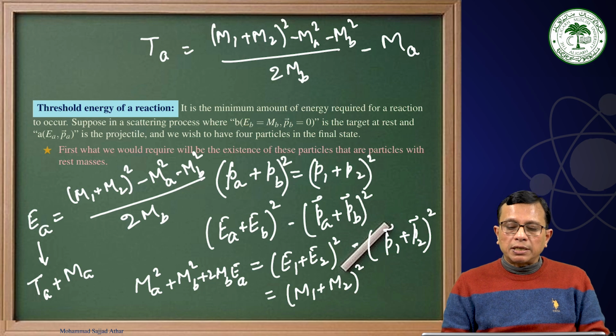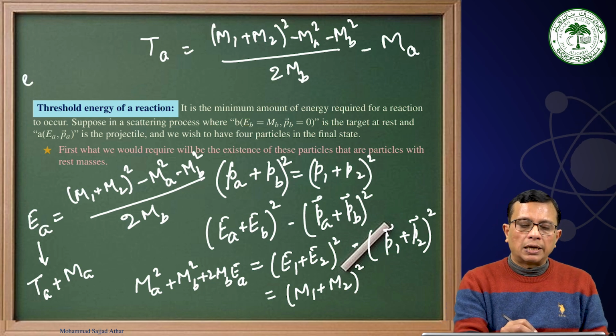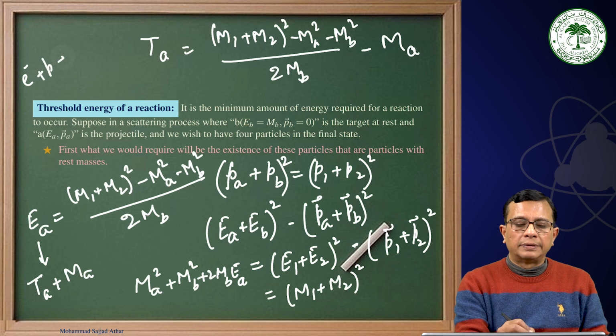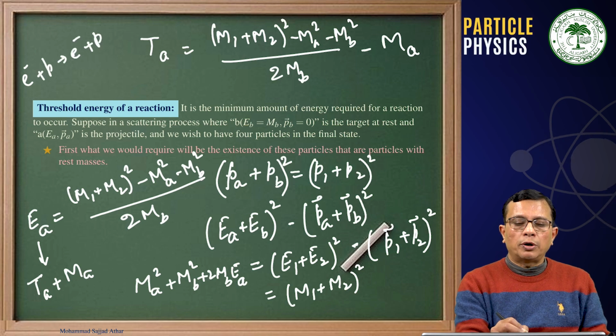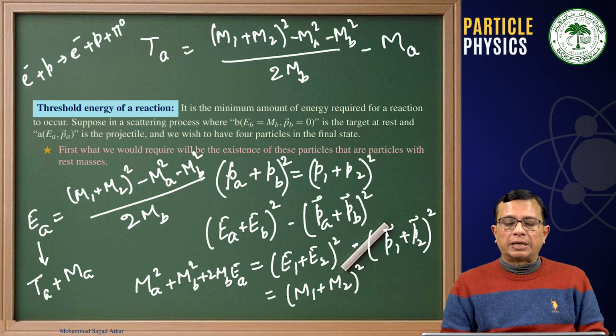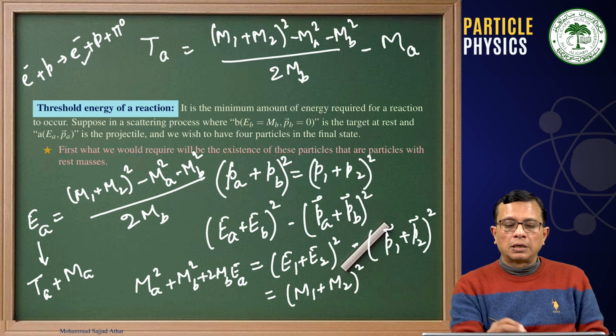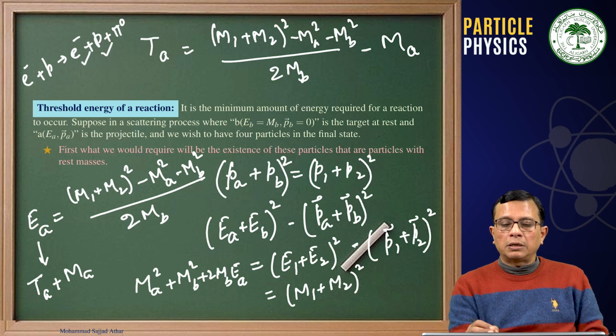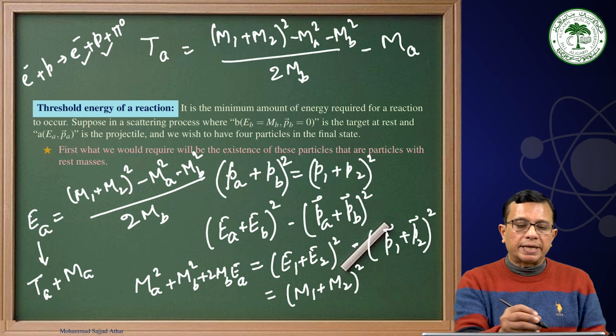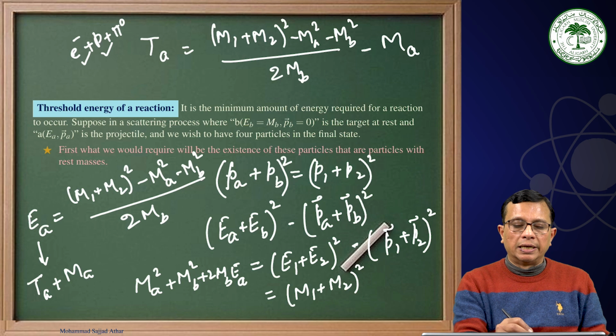minus MA. Now, instead of 1 and 2, if I say that I want to have electron, proton and pi 0 in the final state, then here it will be (mass of the electron plus mass of the proton plus mass of the neutral pion) square minus Me square minus MP square upon twice MP minus Me. That will be the kinetic energy of the projectile A.